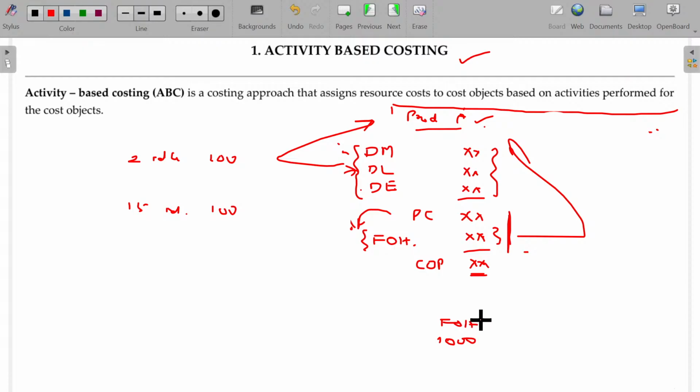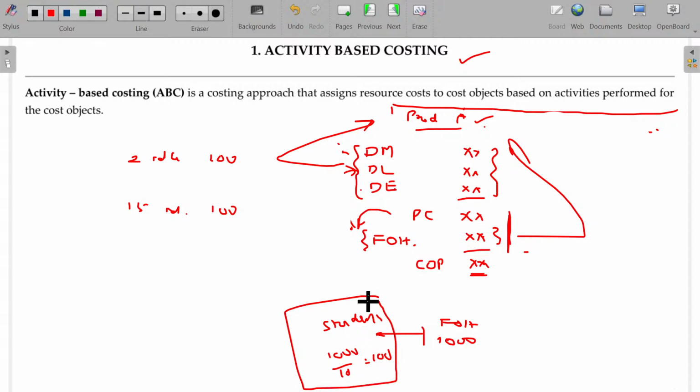Am I going to absorb it to the students based on the number of students? Number of students, 1,000 by 10, 100 rupees each. This is called traditional absorption costing. But ABC says no, sir. This 1,000 is incurred due to some activity. What is the activity for this 1,000?